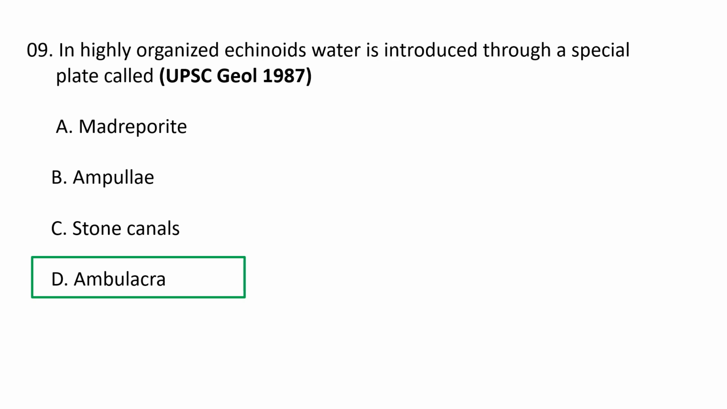Through the ambulacra, water is introduced, and this plays a major role in the locomotion of the echinoderm. The hydraulic pressure of the fluid and contraction of the muscles of the tube feet make movement or locomotion of the echinoderm possible. So D. Ambulacra is the correct answer.